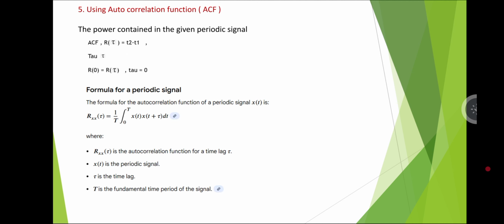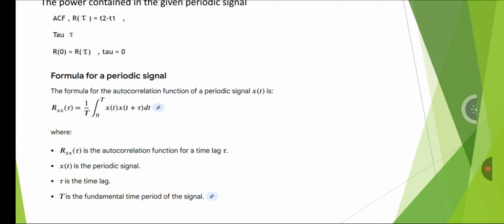Using the autocorrelation function ACF, this is the same terminology. Okay, see the relation here. Now, let me zoom out. Now, if you see the relation here, R(tau) is the autocorrelation function for the time lag tau, x(t) is the periodic signal, tau is the time lag, and capital T is the fundamental time period of the signal.